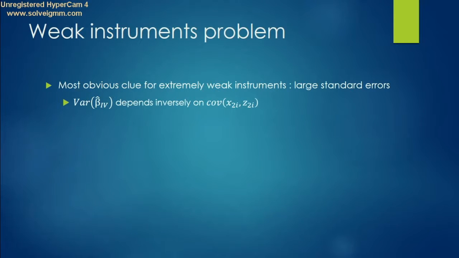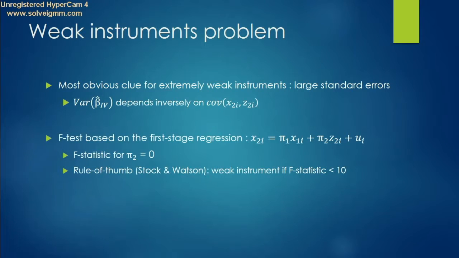In order to detect if we are in presence of such weak instruments, the most obvious clue is large standard errors, since the variance of an IV estimator depends inversely on the covariance between the endogenous variable and the instrument. Another way consists of computing the F statistic based on the first stage regression. If it is lower than 10, the instrument can be considered as weak. In our example, the author did not need to worry about the weak instruments problem, since he obtained an F statistic of 14.